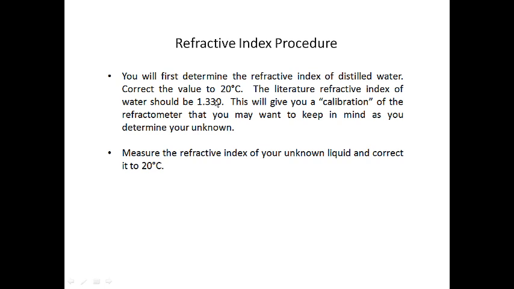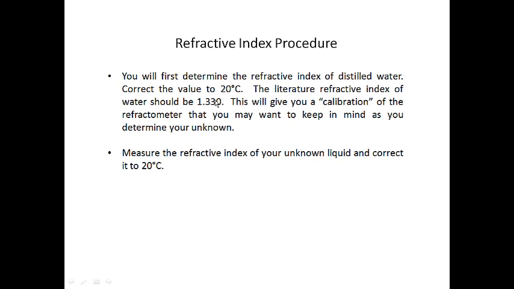And so, for instance, if you get a number that's always 0.001 lower than it should be, then just keep that in mind when you measure the refractive index of your sample. Take your unknown, measure the refractive index, measure the temperature, correct your refractive index back to 20 degrees. Okay, so what we've now done is we've measured the boiling point, the density, and the refractive index.